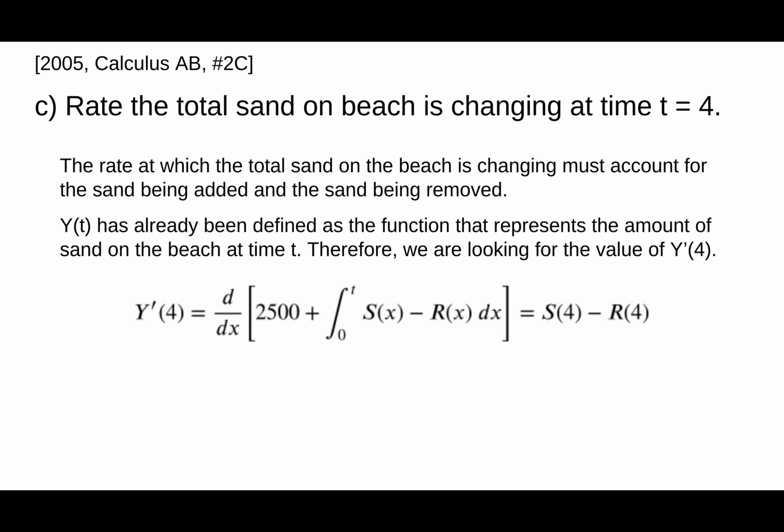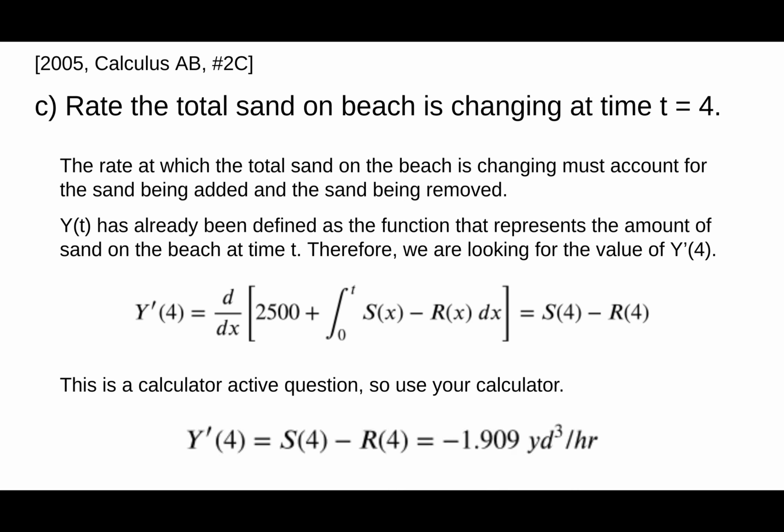But again, this is a calculator active question, so use your calculator to do this. You don't need to spend time doing this by hand. y prime of 4, which is equal to s of 4 minus r of 4, is going to be negative 1.909 cubic yards per hour.